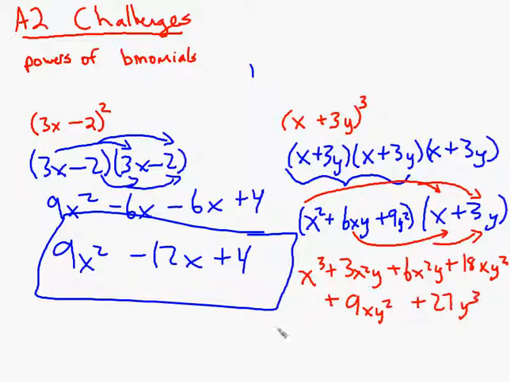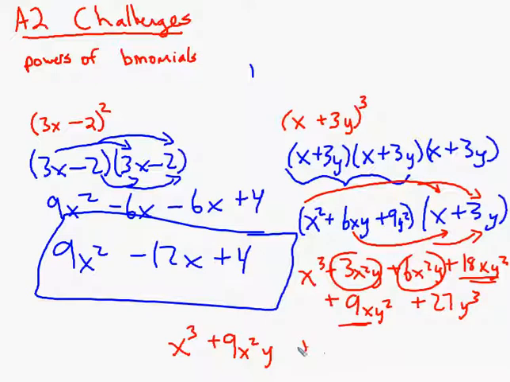Now I need to combine what I can, so I have my x cubed, alphabetical order, and then the powers of x should decrease, so I'm going to get, these are like terms, so I get 9x squared y, and these are like, so plus 27xy squared. Notice how the powers of x are decreasing and the powers of y are increasing, plus 27y cubed.